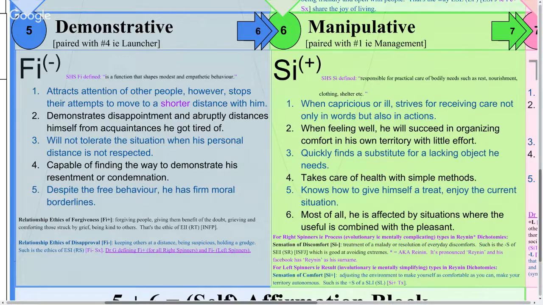For left spinners, sensation of comfort. We did a spinners hangout. I think it's VG number 21. Sensation of comfort. Adjusting the environment to make yourself as comfortable as you can. Make your territory autonomous. Such is the +S of SI.